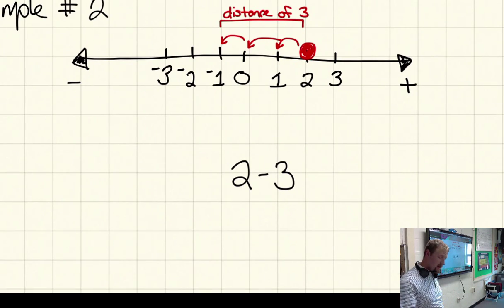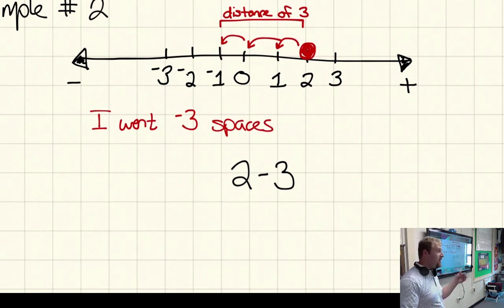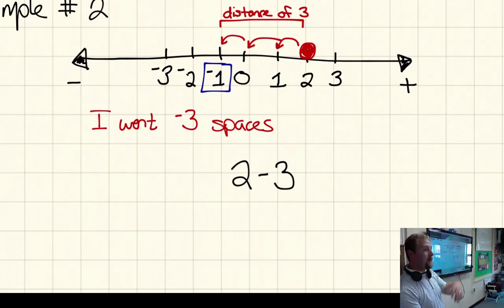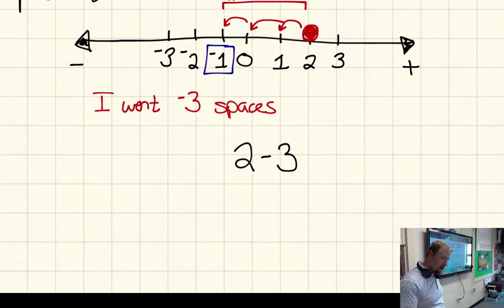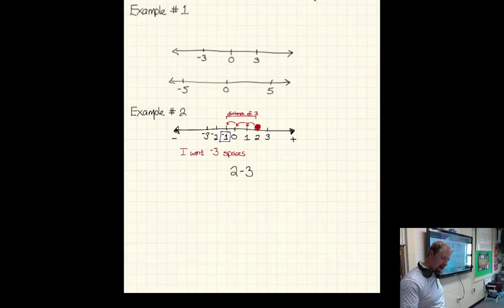That's another way to say this. I went -3 spaces because I went in the negative direction 3 spaces. And what is my answer? Yep, -1. That's where I ended up. It's my destination. All right, so this is one way of thinking about subtraction. We're going in the negative direction 3 spaces. Okay, I'm going to go ahead and go to a new page now.